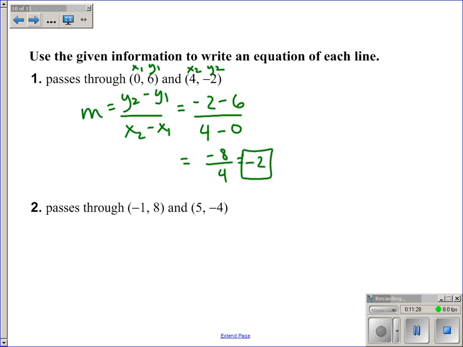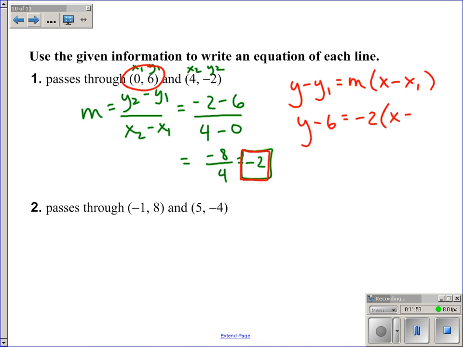And for the point, I will pick whichever point I think is easier. Okay, because there's a 0 and no negatives, I think this is a little bit easier. And so I'll write the equation of the line using this slope and that point. y minus y1 is equal to m(x minus x1). y minus, let's see here, y1 is 6, m is negative 2, x minus 0. Okay, now I could leave it in that form and that would be fine. If you want it in slope-intercept form, then I would need to distribute the negative 2 and then add the 6 to both sides. But I'll leave it like that.